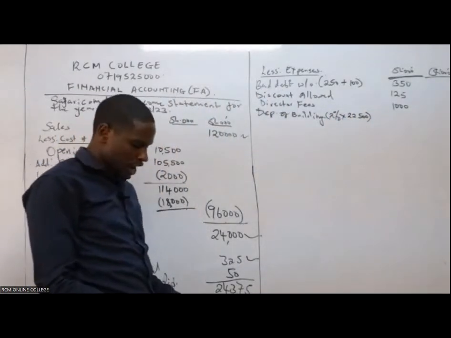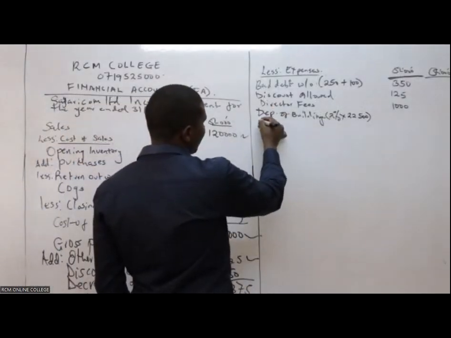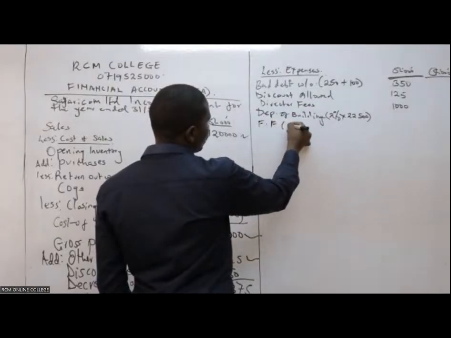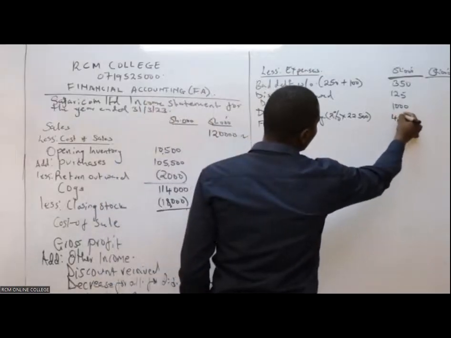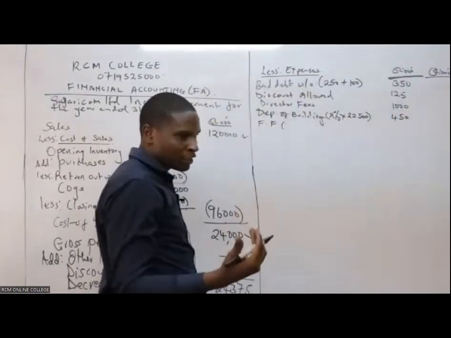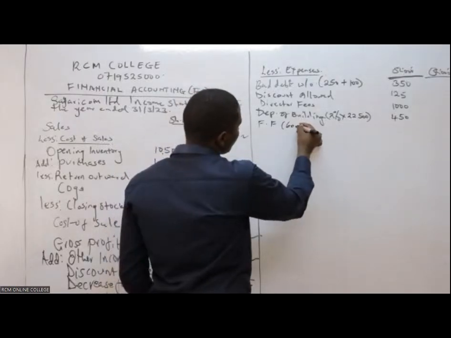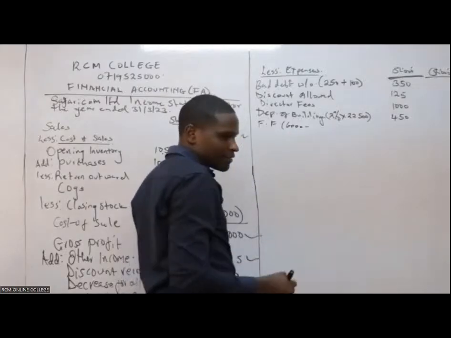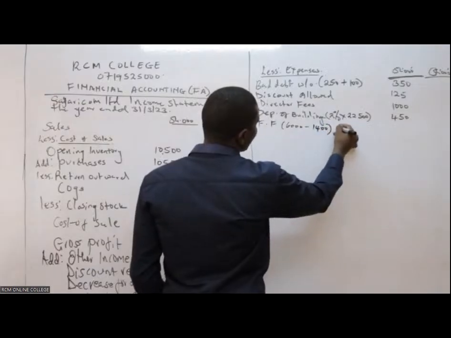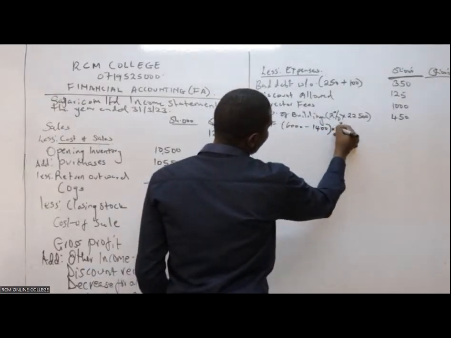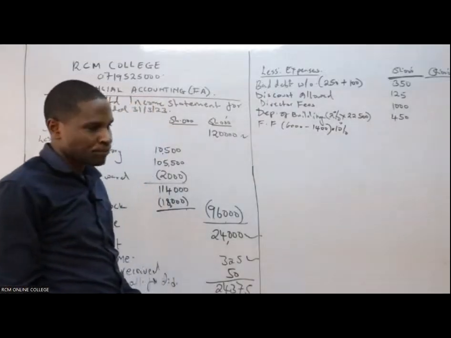Then we go to furniture and fitting. Furniture and fitting is at reducing balance and the rate is 10%. The cost is 6,000. With reducing balance, you have to take cost minus accumulated depreciation, which is 1,400. Then you find 10% of that difference. What is the depreciation of furniture and fitting?